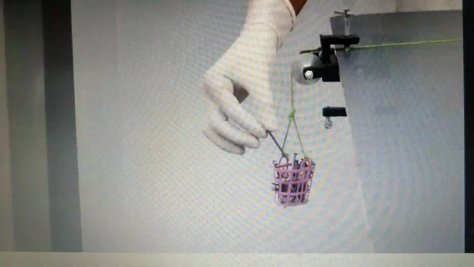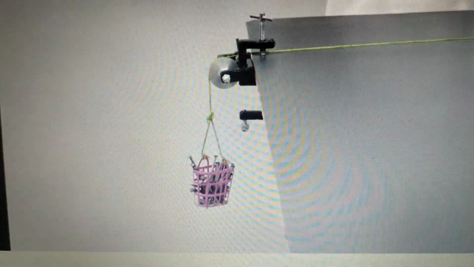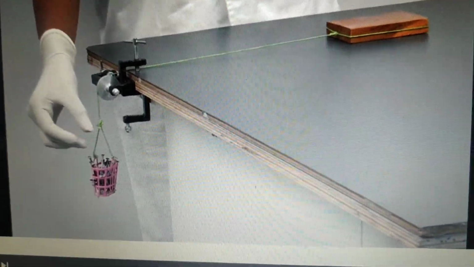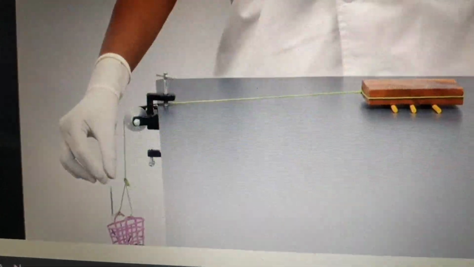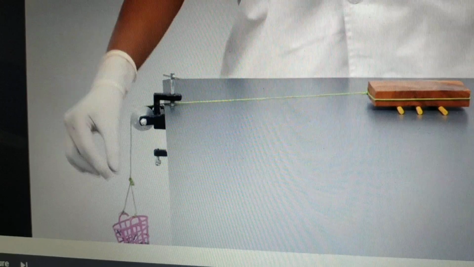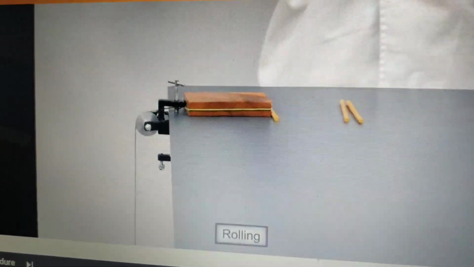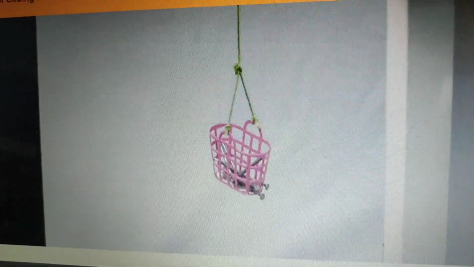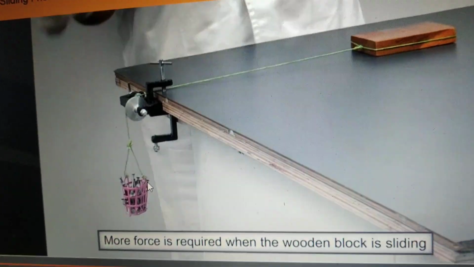So what do we observe from here? In the previous case the number of iron nails was more, right? So during sliding the number of nails was around 33, or during rolling, as you see, the number of nails is 13, right? So what can we say?